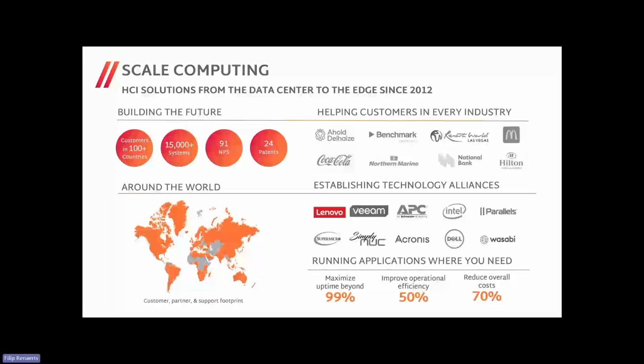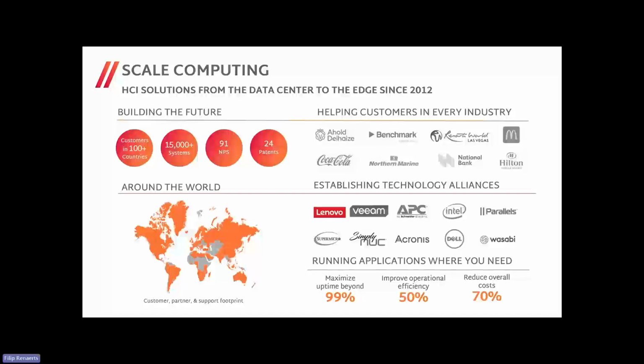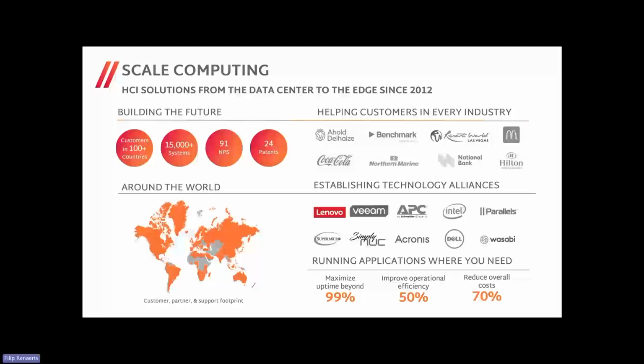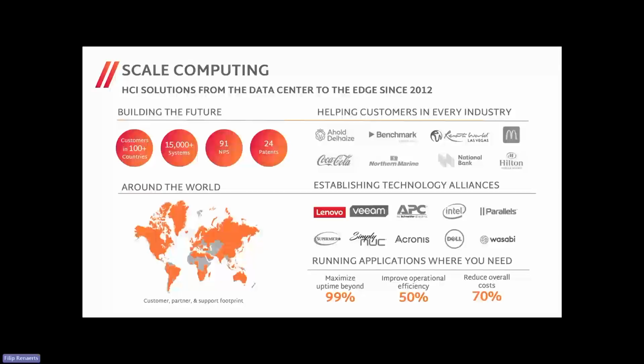As you see on this slide, some of those logos are quite big enterprise customers like Ahold Delhaize, Coca-Cola, Northern Marine. So how do they end up on this slide? We call them distributed enterprise customers. They have a lot of locations. Let's talk about Ahold Delhaize.